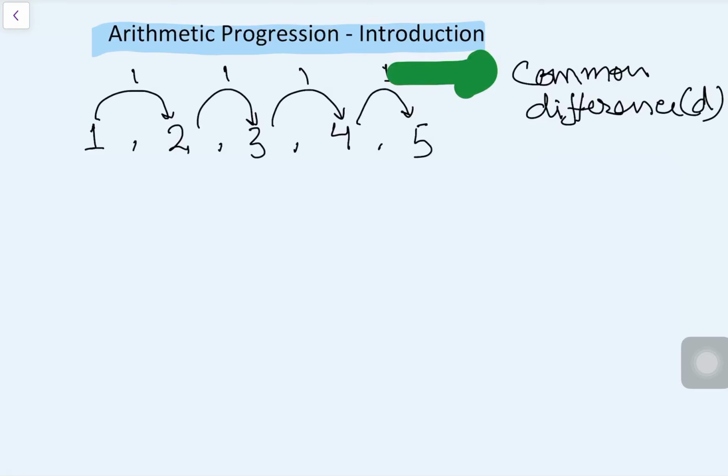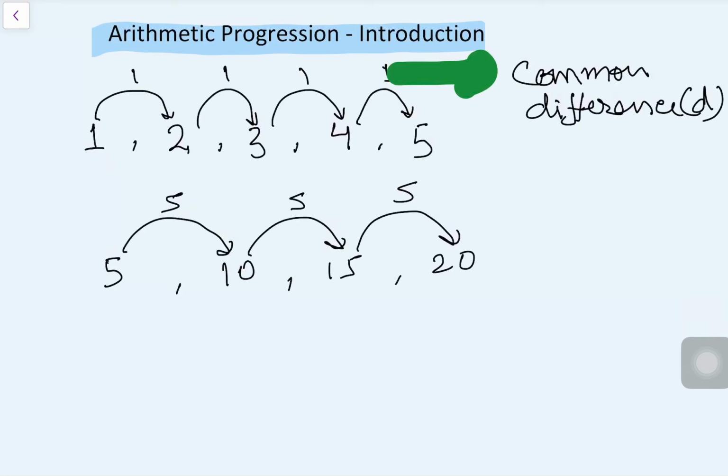Let's consider another series: 5, 10, 15 and 20. In this case, the difference between numbers is 5. So this is also an arithmetic progression.